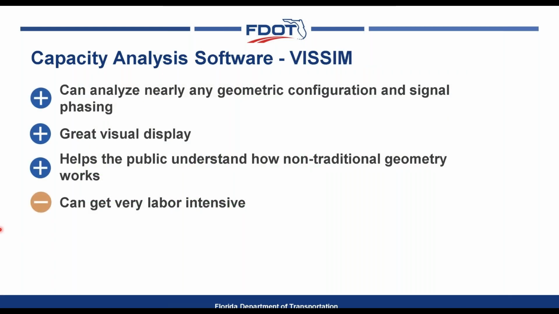The other capacity analysis software that we would recommend is Vissim. Vissim is a great tool for evaluating DDIs and closely spaced intersections along a corridor. Unlike Synchro, it can analyze nearly any geometric configuration or signal phasing option. Another benefit is it also gives you a great visual display of the alternative and can be a very good tool to use in public involvement and help the public understand how to navigate the DDI.